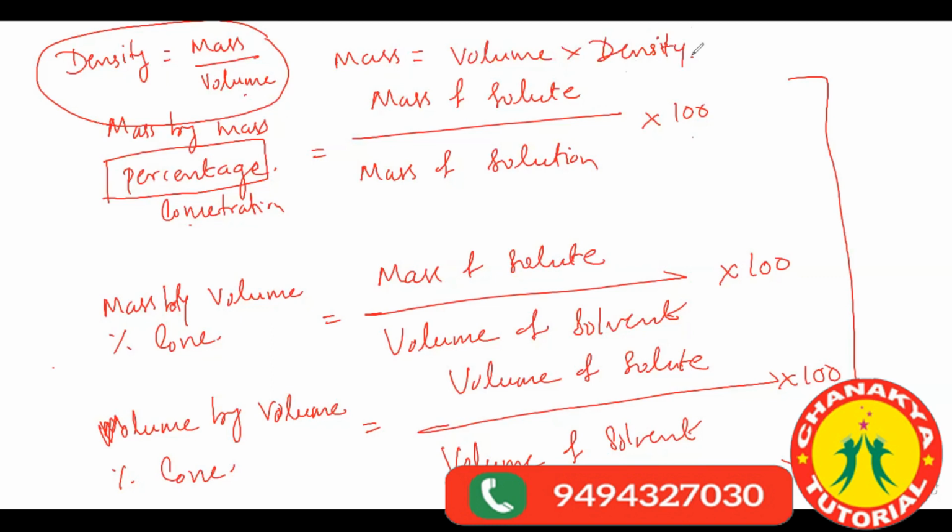Clear? Fine. So you can convert it and utilize it. If mass is given, you can convert it into volume. If volume is given, you can convert it into mass. And according to the requirement, whatever is asked in your problem, whether they asked you to calculate mass by mass percentage or volume by volume percentage, according to that, you can rearrange your formula and find the solution for your problem. Clear? So I hope all of you wrote down this. Shall I erase?